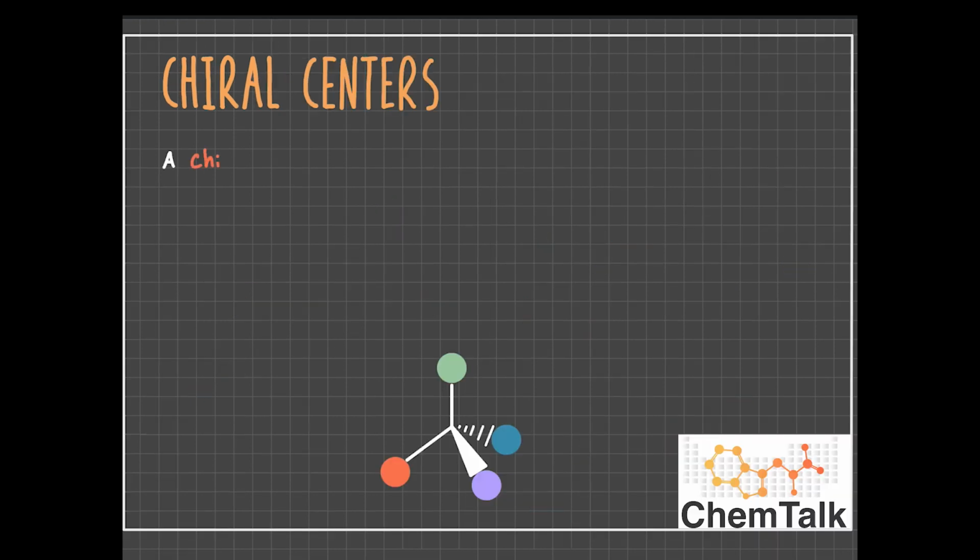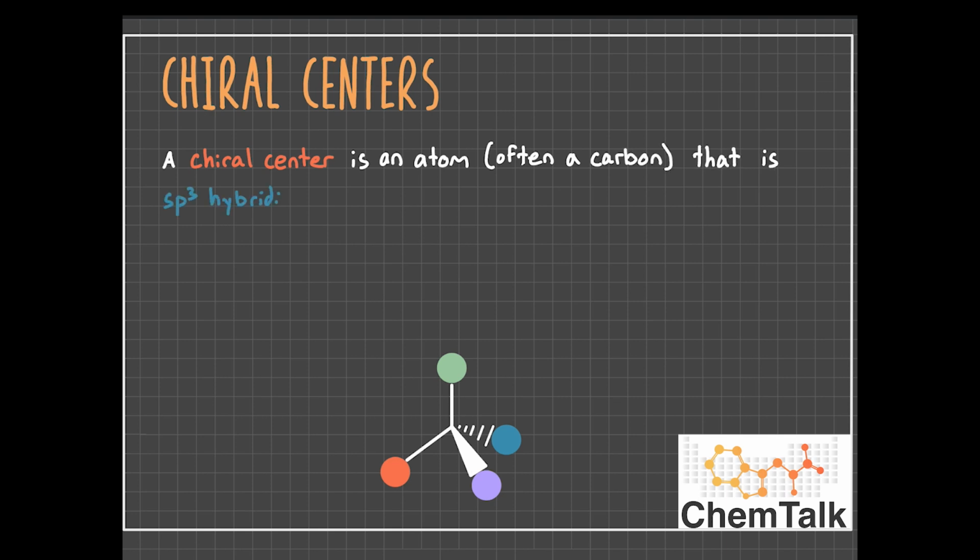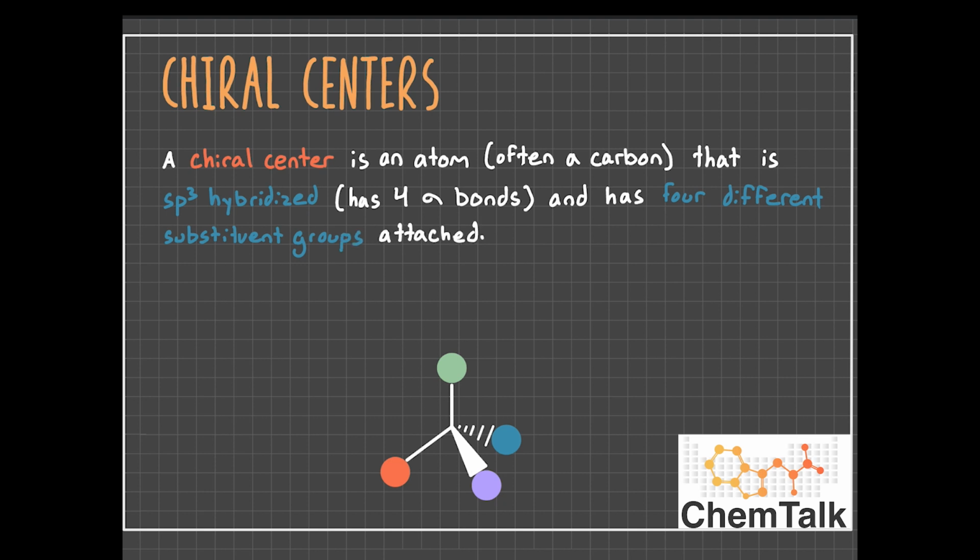In this molecule, our chiral molecule from the last slide, carbon is what we call a chiral center. A chiral center is an atom, often a carbon, that is sp3 hybridized, meaning it has 4 sigma bonds, and has 4 entirely different substituent groups. So, when we're identifying chiral centers, it's best to look for a carbon with at least 3 sigma bonds, and the 4th one can come from an implied hydrogen.